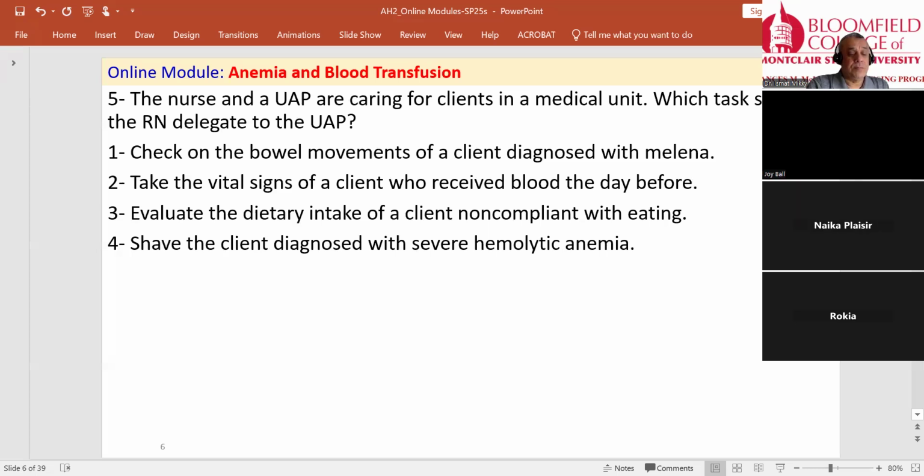The nurse and the UAP are caring for clients in a medical unit. Which task should the RN delegate to the UAP?